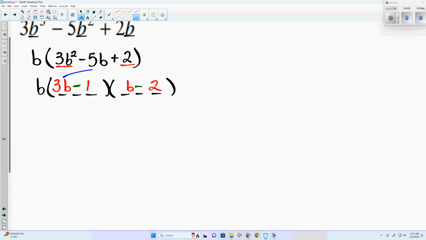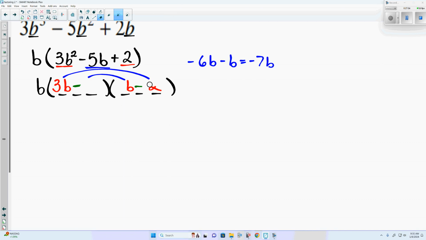And the last thing we can do is check this here. And the middle term we're going for is negative 5b. Well, 3b times negative 2 is negative 6b. Negative 1 times b is negative 1b, or just negative b. Negative 6b minus b, negative 6 minus 1 is indeed negative 7. Is that the middle term we wanted? No.